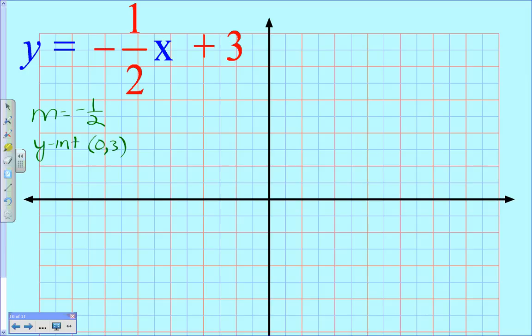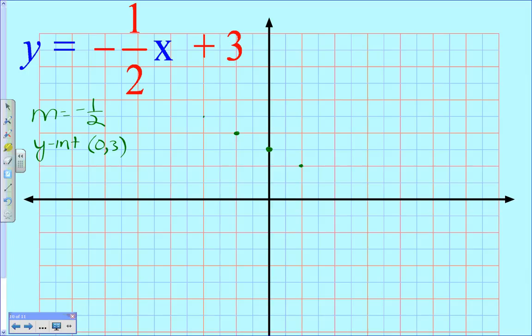We always start with the y-intercept and count boxes from that y-intercept. We can either go up 1, left 2 from our y-intercept, or we could go down 1, right 2. Only one direction can be negative. You can go up and left, you can go down and right. You cannot have two negative directions. If you have two negative directions, like on the previous example, you would get a positive slope line.